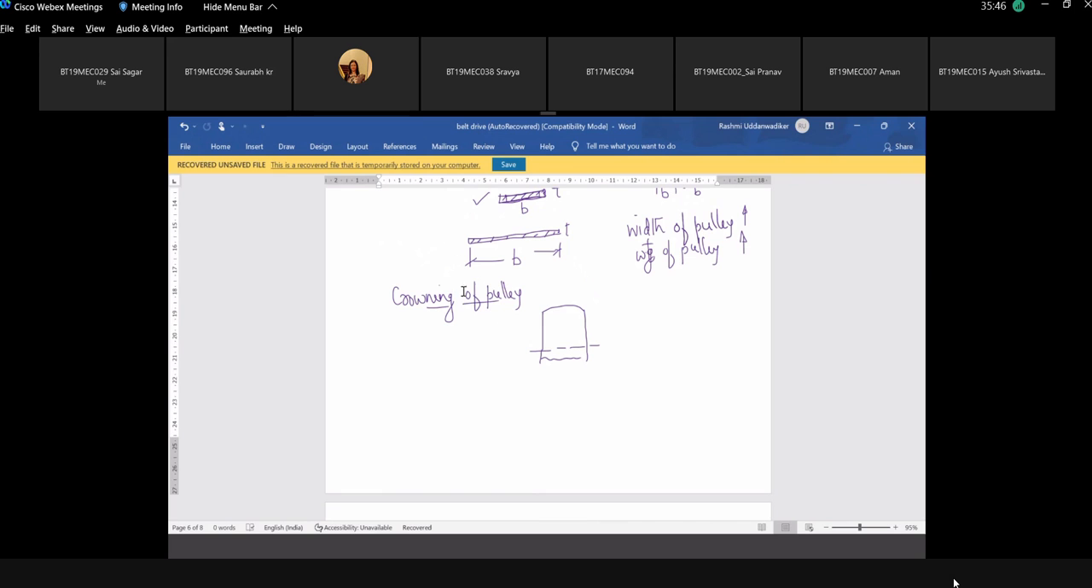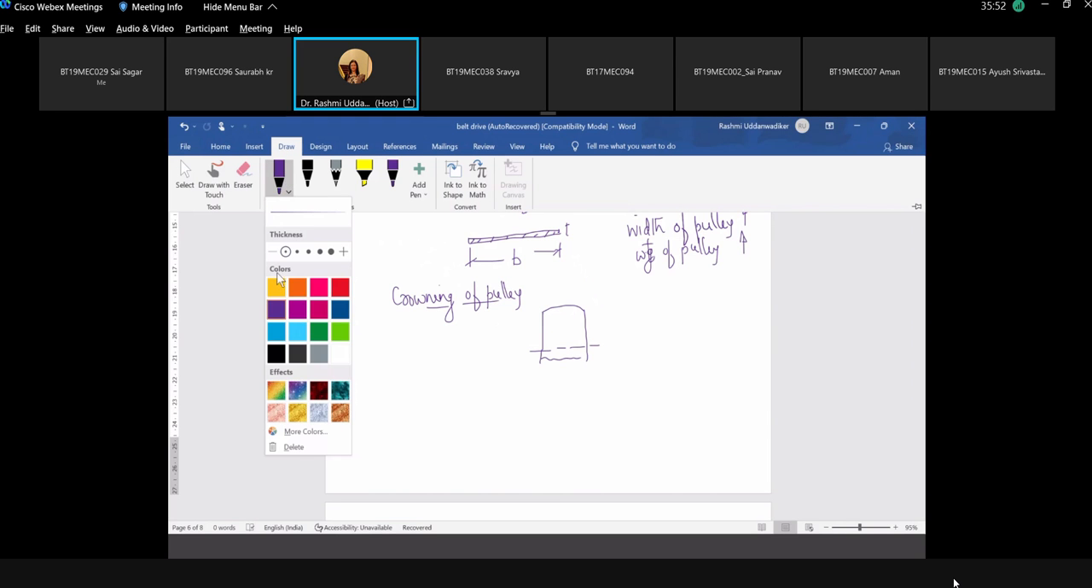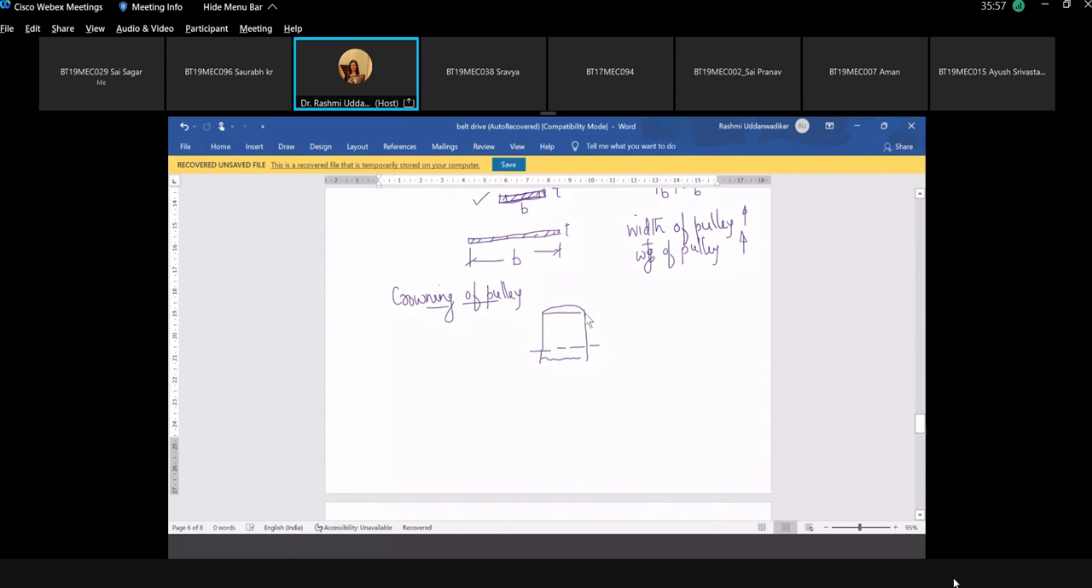Fixing the belt over the pulley? Not exactly. Instead of having a flat pulley like this, a small projection is given. Yes, a hump is given on the pulley. This is known as crowning.